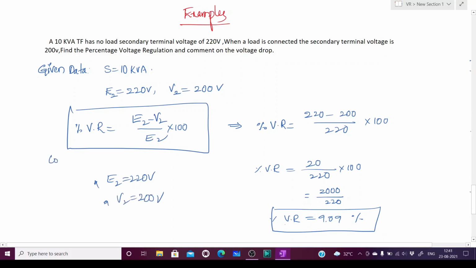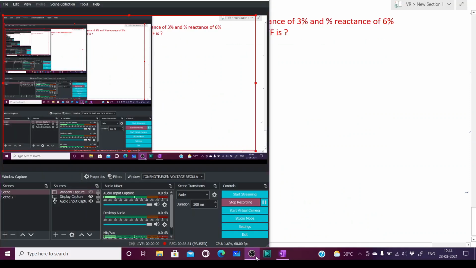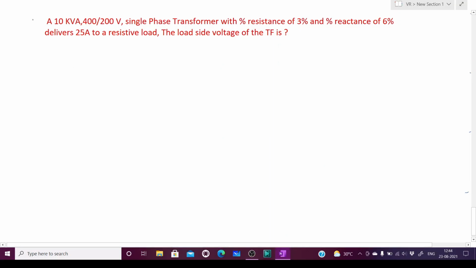So let us comment on this. When load is connected, the secondary terminal voltage has been reduced. This is the comment we can make. Okay, so this is one simple problem. Let us take another problem. So here is the second problem.